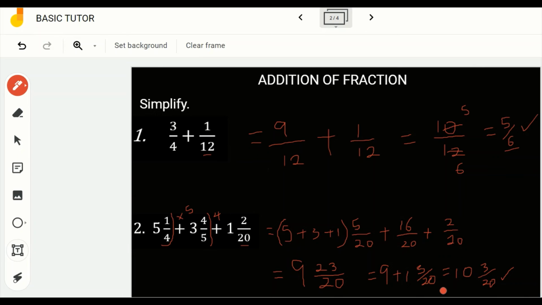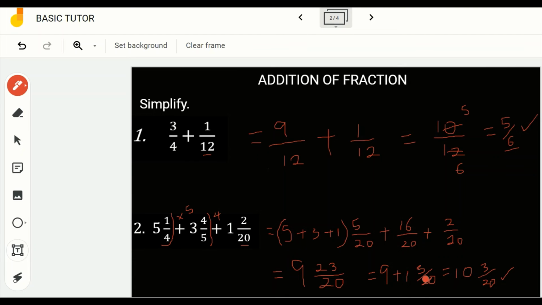If you are wondering how I got one whole number 3 over 20, what I did is this. 20 into 23 is 1. So 20 can go into 23 once, remainder 3. So that is how I got this 3 right here over 20. So 9 plus 1 gives us 10, whole number 3 over 20. So this is how we can add fractions.